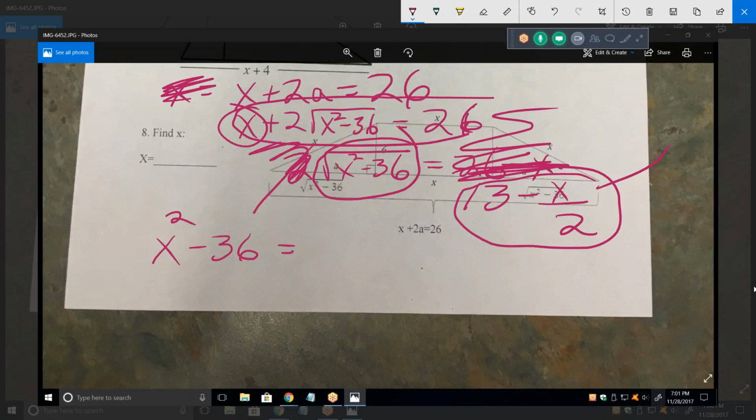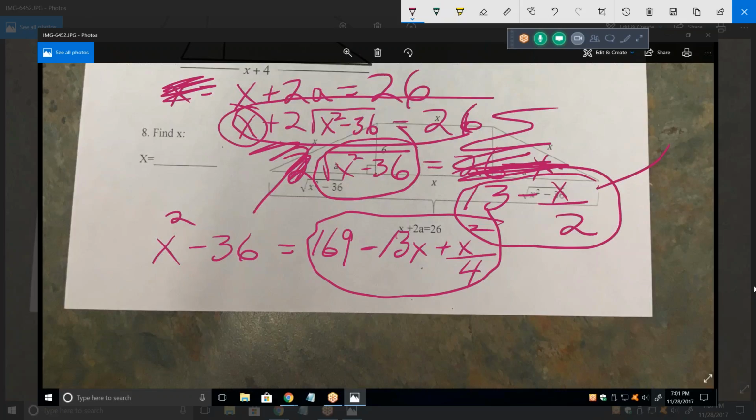How do you square that? 13 squared. Minus 2 times this times that. That's 13x. Plus x squared over 4. In other words, this is the right side squared. Now, at least I have what looks like a quadratic, right?